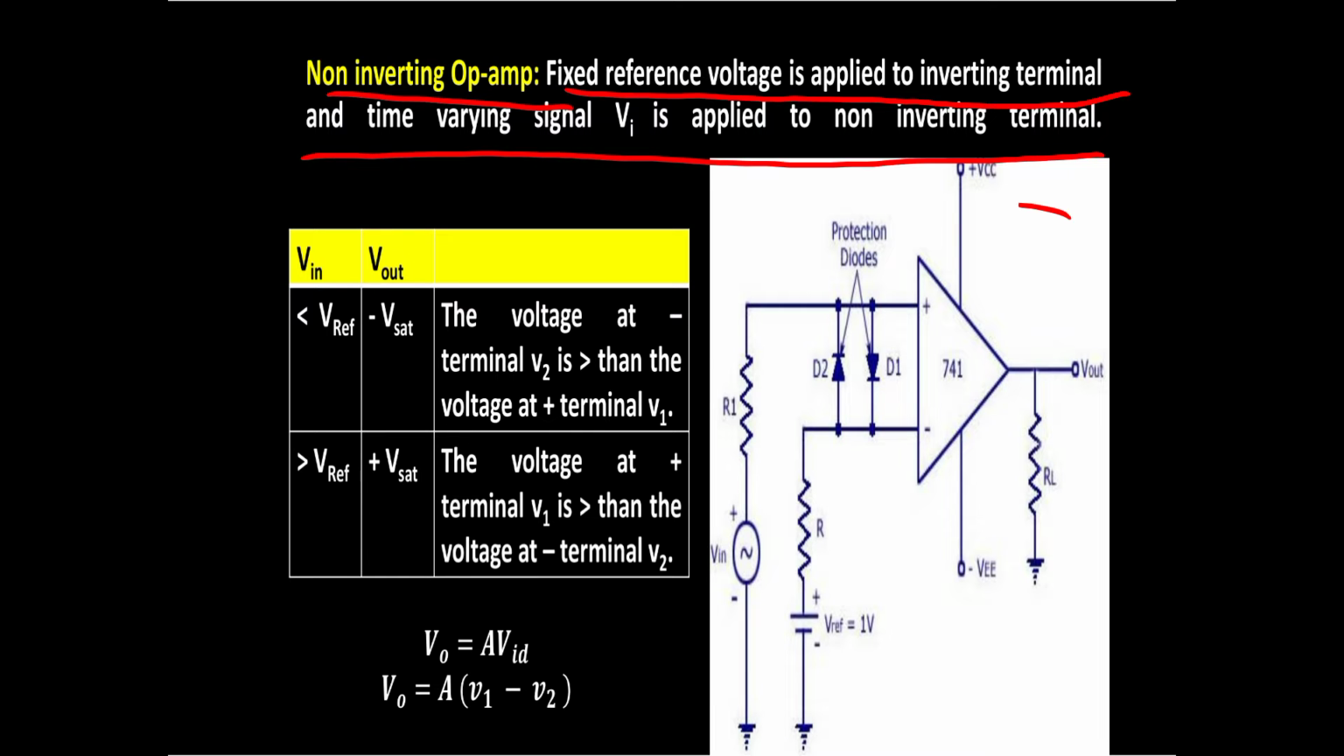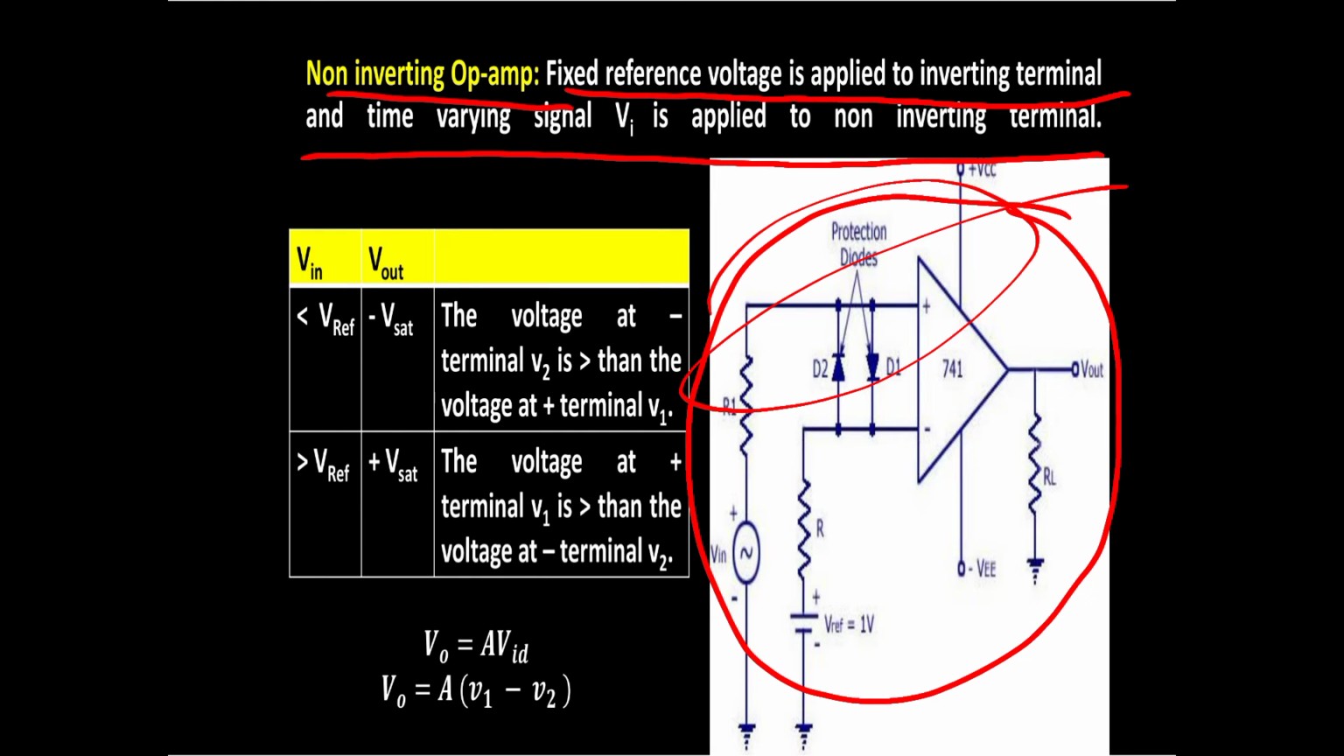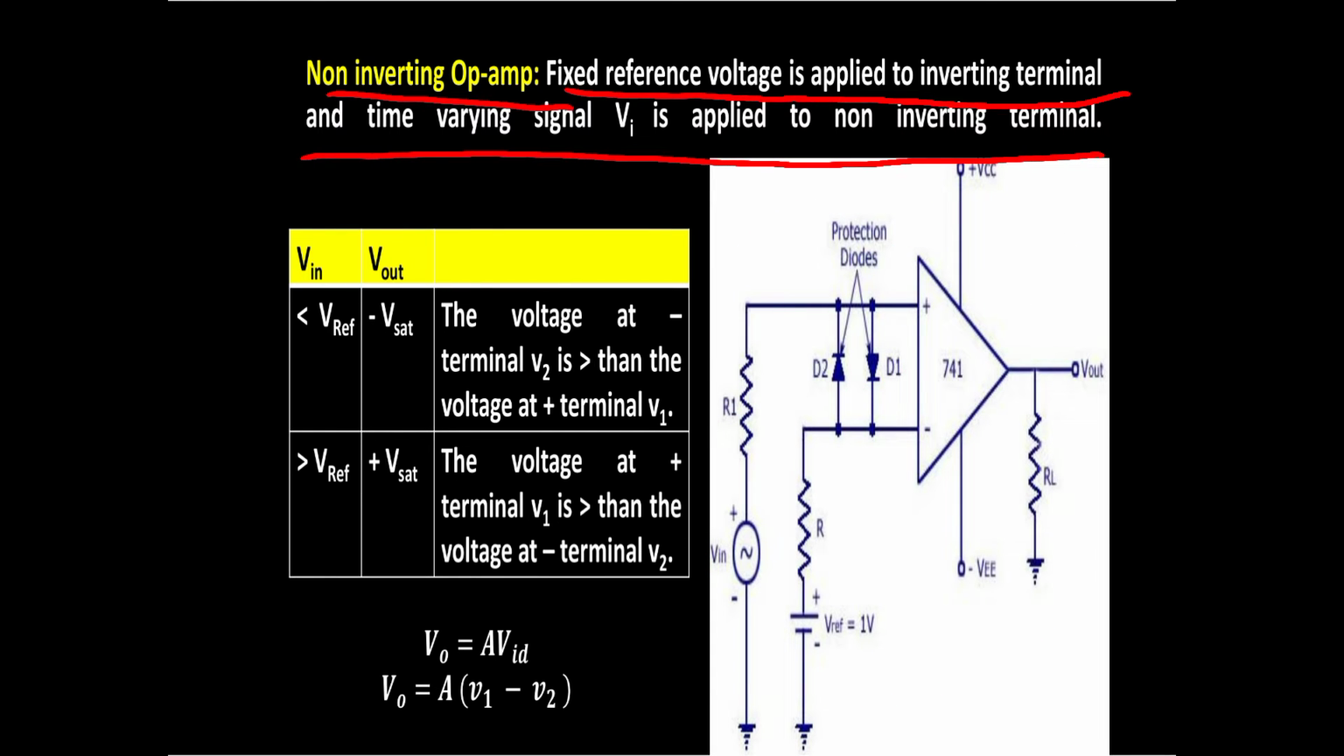This is the non-inverting op-amp configuration. Here, this is the non-inverting op-amp, that's why I applied VIN voltage, that is the unknown voltage, to the non-inverting terminal, that is the positive terminal, and I applied the reference voltage, that is the known voltage, to the inverting terminal. The known voltage I applied is 1 volt.